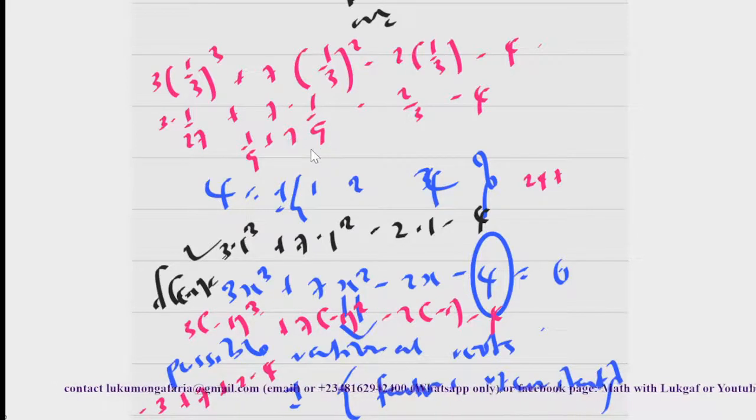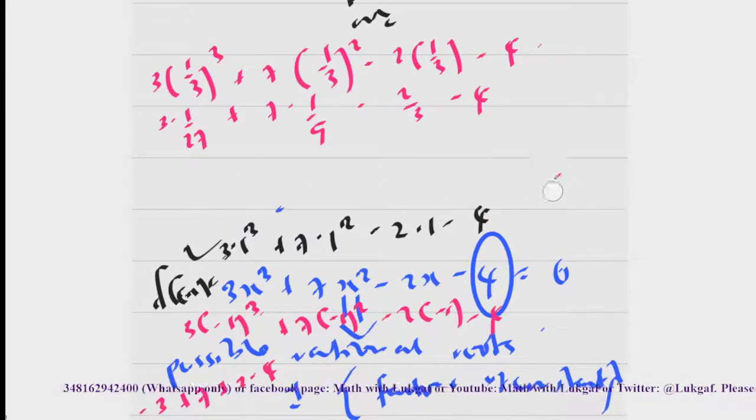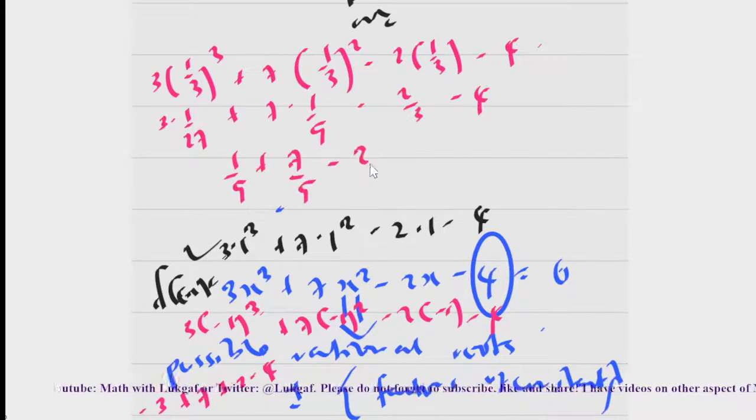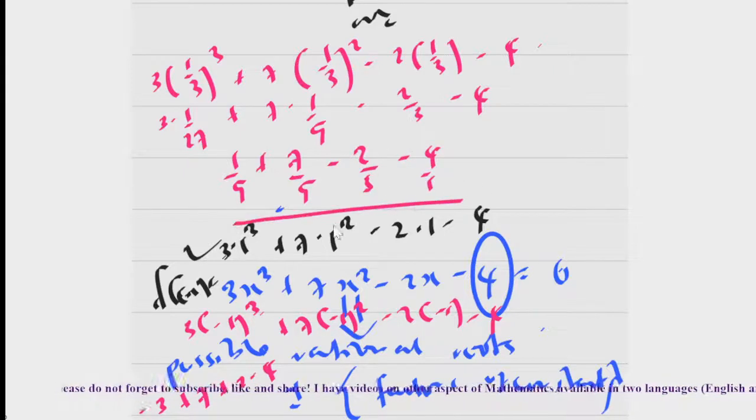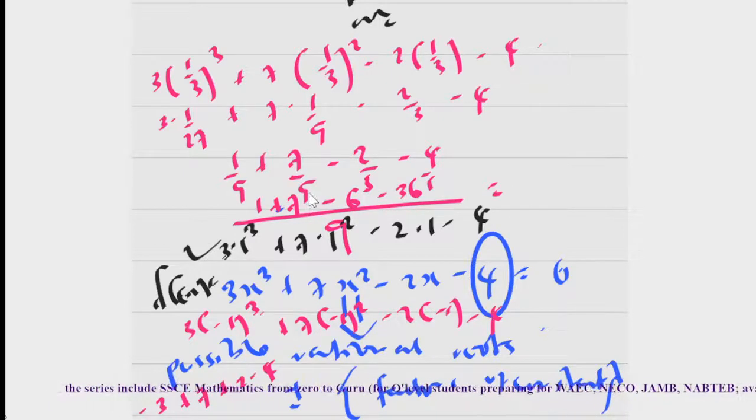Let me write it very well and clean this. So you have 1 over 9 plus 7 divided by 9, minus 2 divided by 3, minus 4. Okay, let me find the LCM. My LCM will be 9. This is 1 plus 7 minus 6, minus 36. You understand now? So this is minus 28. That's also not equal to 0.